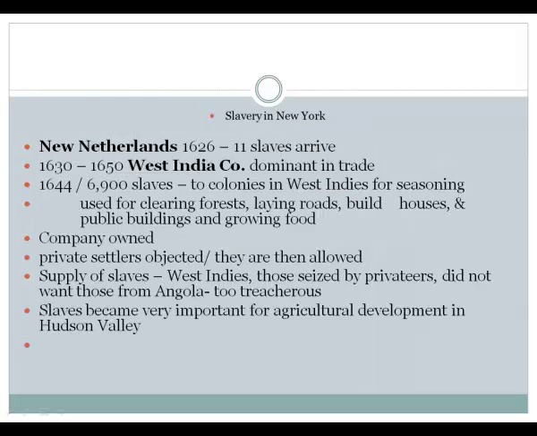Now, I know we talked about slaves in the New Netherland area in New York in the last chapter, but I want to get a little bit more detail now. In 1626, 11 slaves arrived in the New Netherlands.